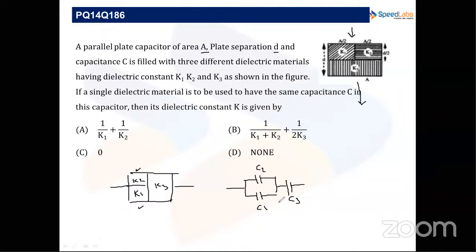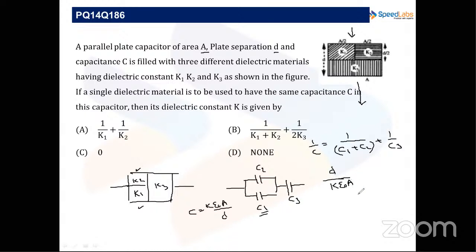Now for the overall capacitance, first calculate C1 and C2 together, that will be C1 plus C2, and overall 1 by C is equal to 1 by (C1 plus C2), that is like this capacitor, plus 1 by C3. So let us just put the value of each one in the equation. So what is 1 by C? C is epsilon naught A by d. KC equals K epsilon naught A by d, right? So overall it is K epsilon naught A by d.